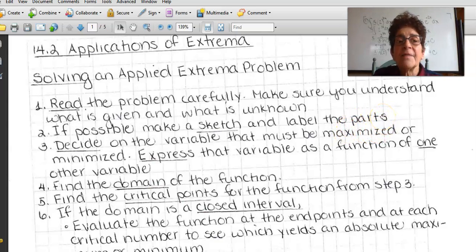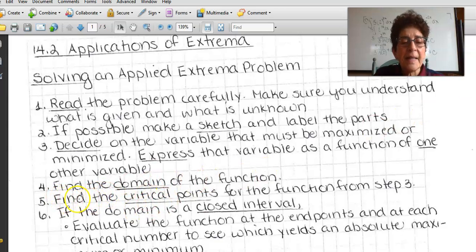Find the domain of the function. Now this is a practical domain. Mathematically your domain might be all real numbers, but if you're talking about lengths of the sides of a field, you can't exactly have negative lengths, and even a zero length might be a lower bound. So find out what the practical values of your independent variable would be.